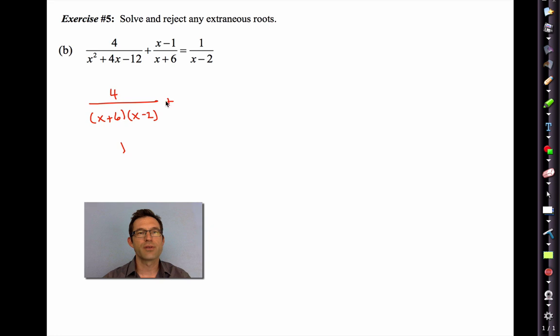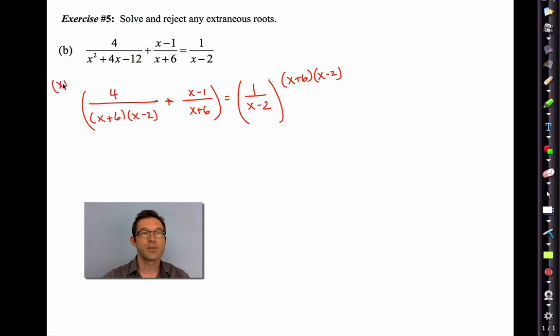Got some red going on there, stray marks all over the place. Sometimes my pen doesn't make any sense to me. X minus 1 divided by x plus 6 equals 1 divided by x minus 2. All right? Now, in this case, again, because I've got an x plus 6, x minus 2, what I want to do is I want to multiply both sides of this equation by x plus 6 and x minus 2.